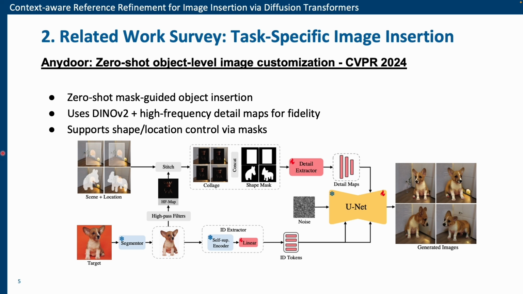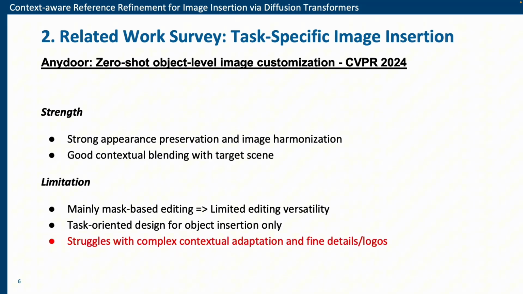It preserves object identity using DINOv2 features, and maintains fine detail through high-frequency maps. The identity and detail features are injected into Stable Diffusion to generate realistic and controllable object insertion results. This framework supports shape and location control through user-provided masks. For the strengths of this method, AnyDoor shows strong appearance preservation and good image harmonization. The inserted objects can blend naturally with the target scene while still maintaining their original visual identity.